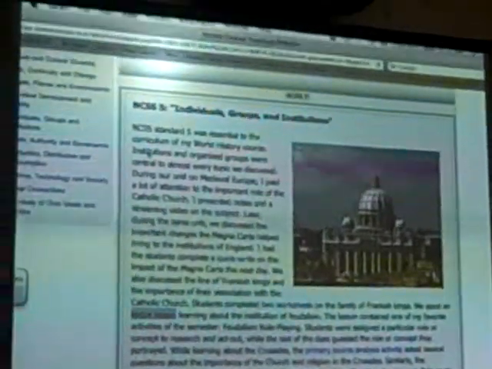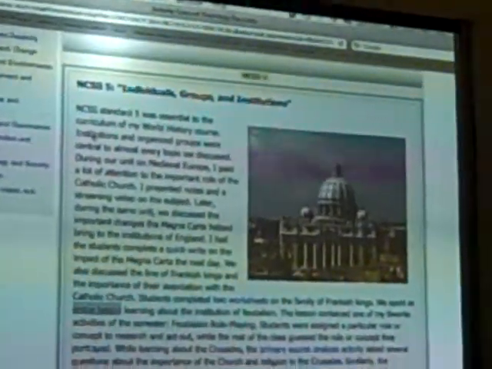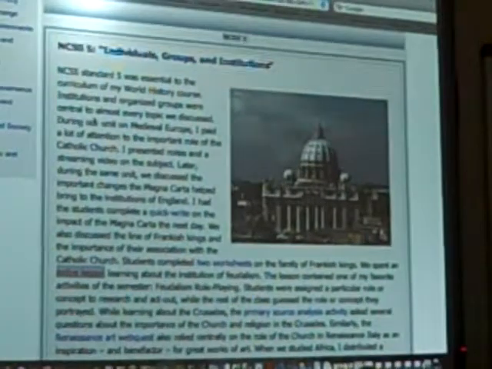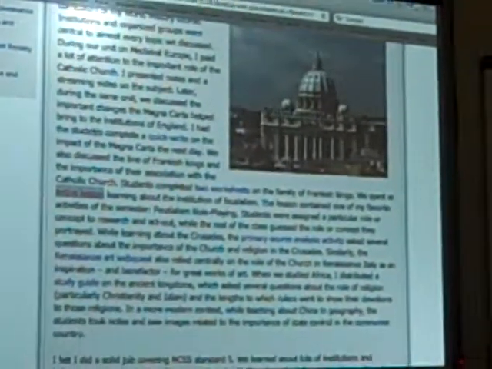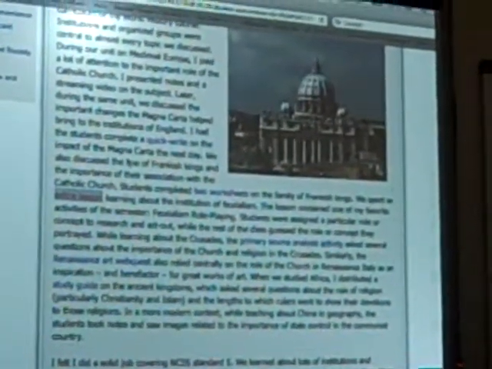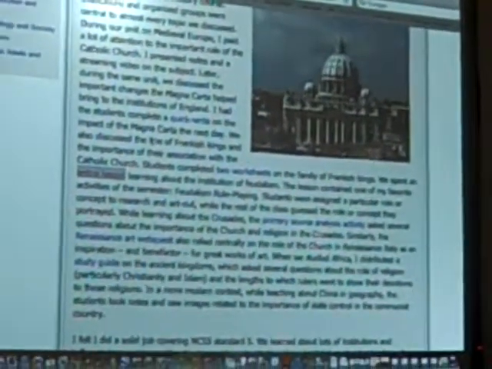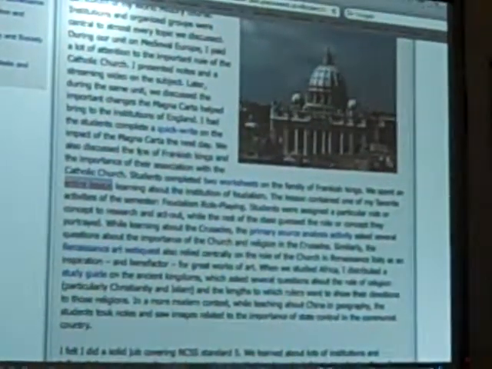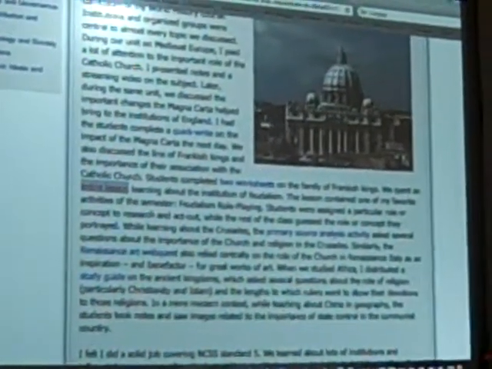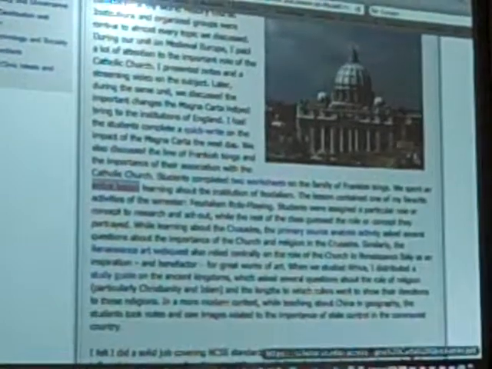Okay, so this is for NCSS theme number 5, for individuals, groups, and institutions. And in this narrative here, I have included several different types of activities. And this was at a point after I had kind of made the transition from just giving PowerPoint notes to including other sorts of activities. So let me show you some examples of these different things I did.